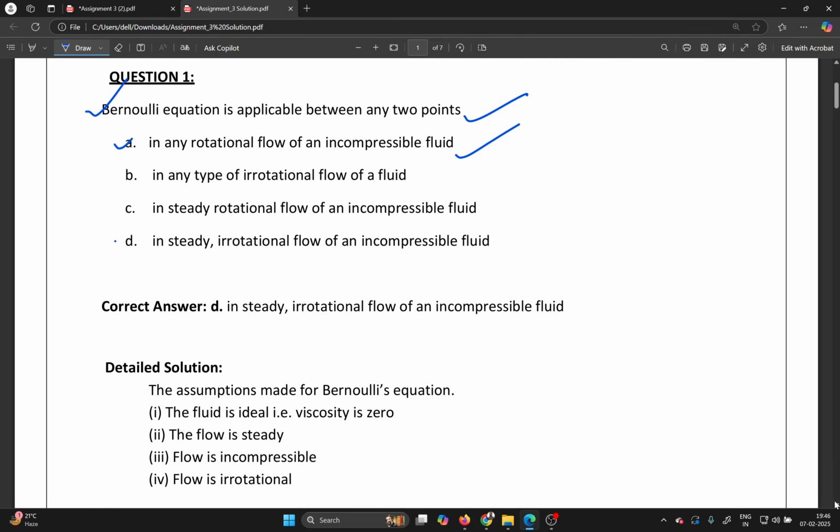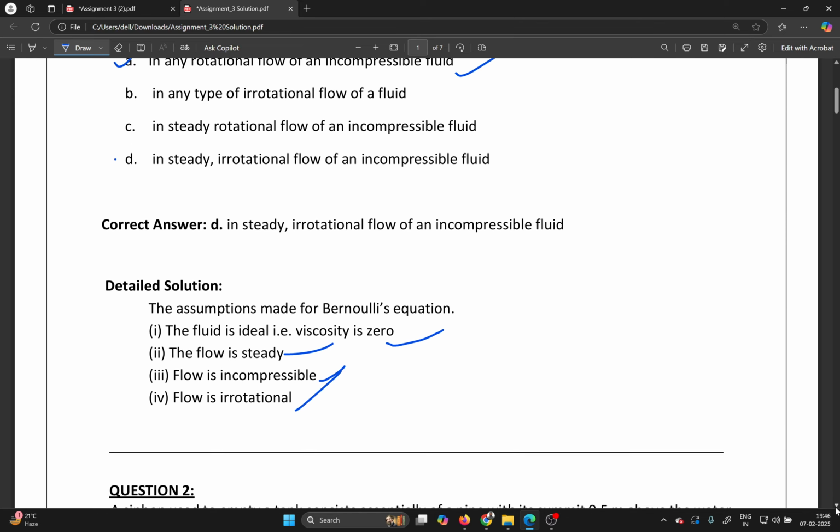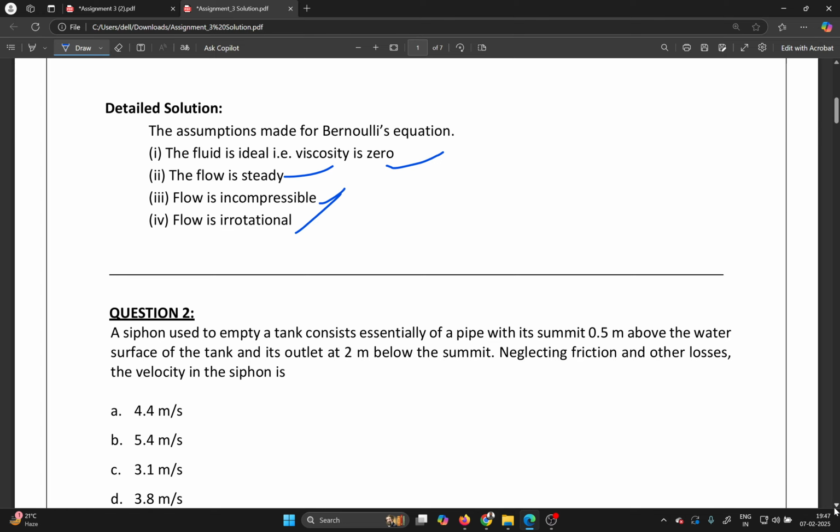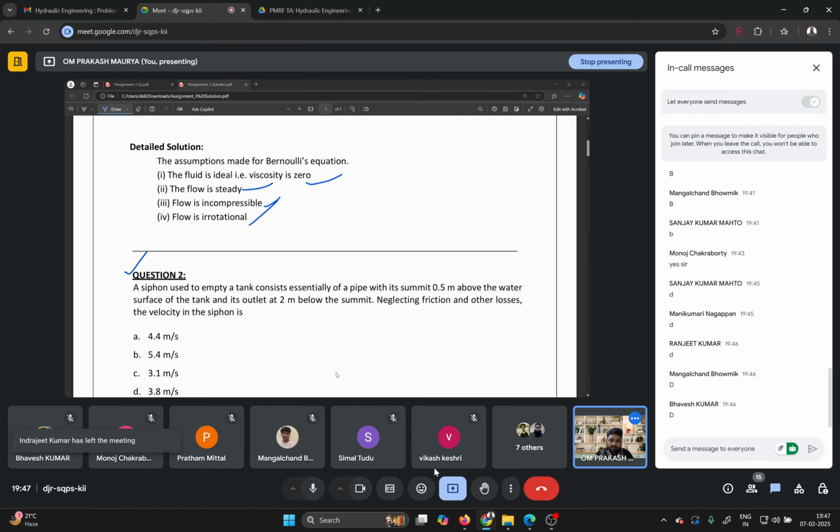Here you can see the assumptions. The fluid is ideal, that is, viscosity will be 0. The flow is steady, incompressible, irrotational. These are the assumptions of Bernoulli's equation. Now for this question, everyone please try to calculate. This is related to your previous question about the siphon, but here everyone needs to calculate and write your answer in the chat box. Please, everyone.